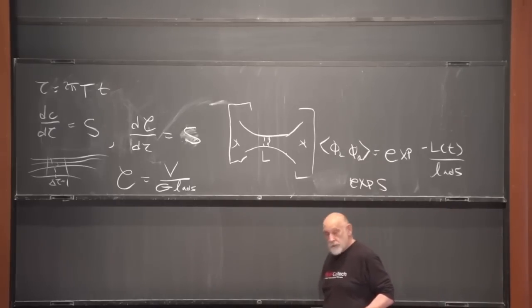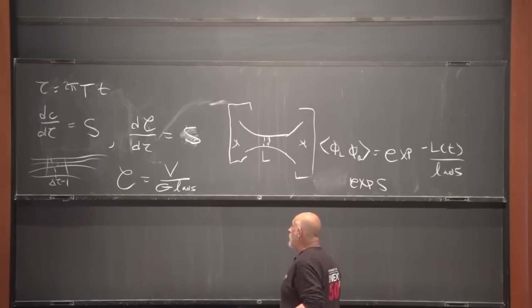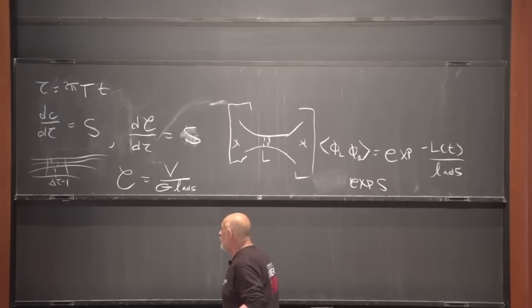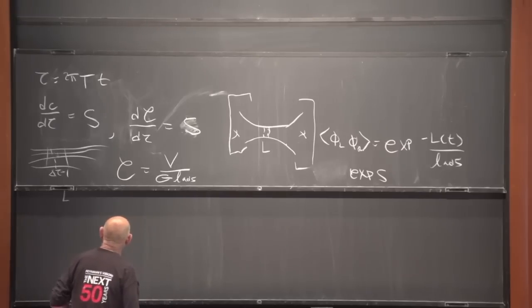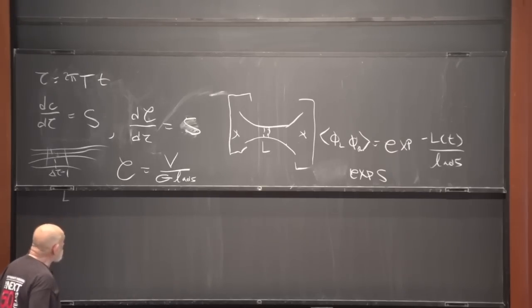So it seems reasonable to me that the classical description has to break down by time e to the s. Other people have different arguments for the same thing. And what we know about the quantum circuit is it reaches maximal complexity also at time e to the s.